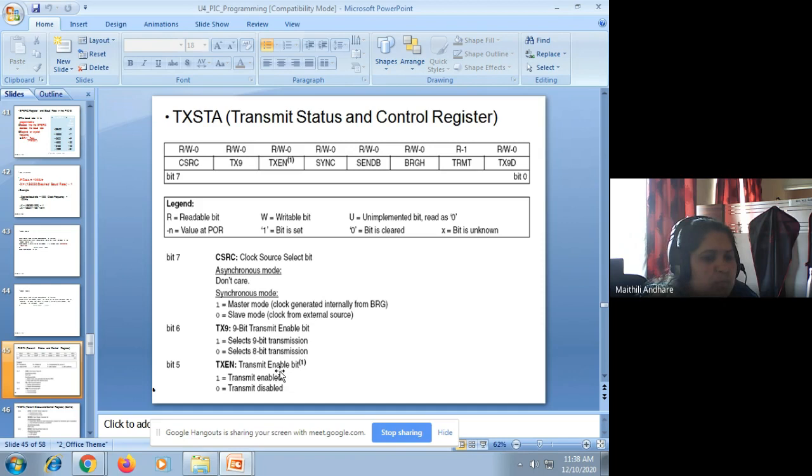TXEN is the most important bit in this. What is the TXEN bit? Transmit enable bit. So you have to make this bit always one, otherwise the transmission will not happen. So that's why the transmit enable bit, that is the TXEN bit, should be 1. If it is 0, transmission will be disabled.